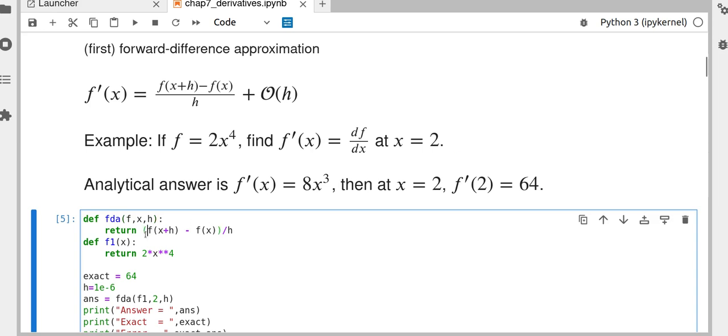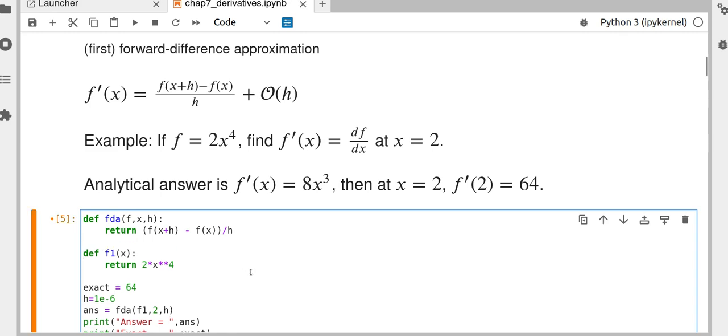But make sure you put the brackets here and here. Otherwise, if you forget the brackets, it will be f of x plus h minus f of x over h. It means the code will first evaluate f of x over h before subtracting it from f of x plus h. But what we have in mind is that it should first evaluate f of x plus h, subtract f of x, then divide the result by h. So you must be careful to use the parentheses, otherwise there will be an error in your results.